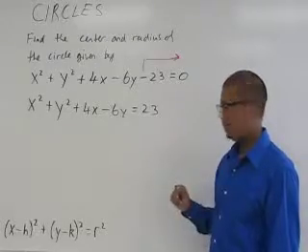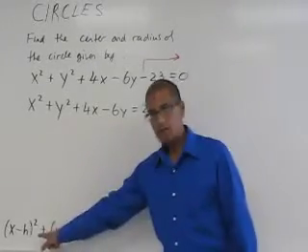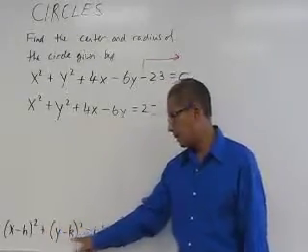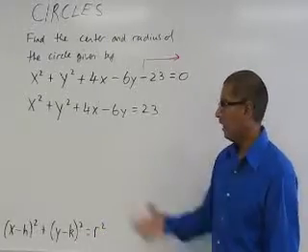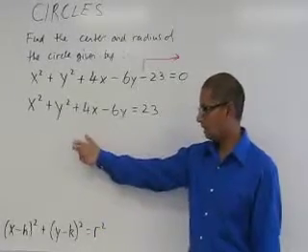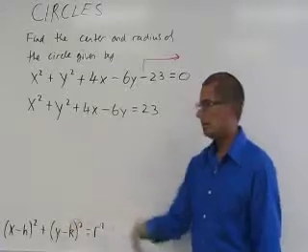And remember, the equation of a circle is given by (x minus h) squared plus (y minus k) squared equals r squared. So I want to create that on my left side. I want to make it look like this.